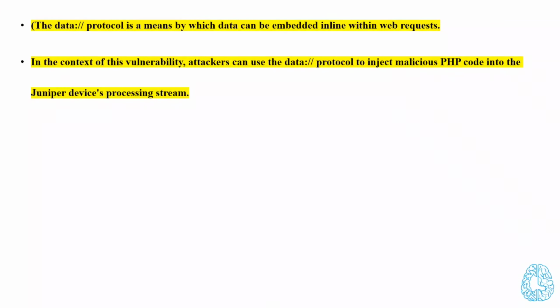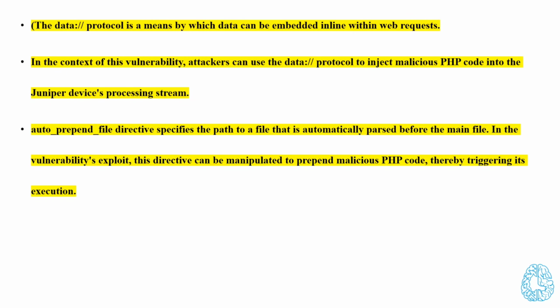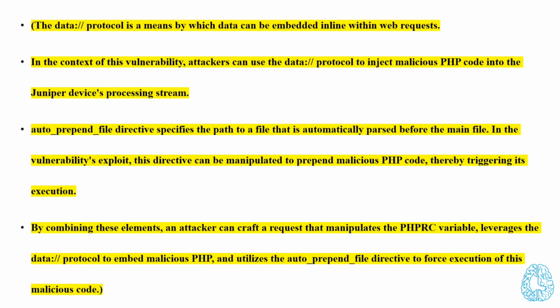In this specific vulnerability, attackers can exploit this feature to sneak harmful PHP code into the Juniper device operation. And auto_prepend_file is another tool used by the attacker. It defines which file the system should read first. Attackers can twist its function to force the system to run the harmful code right from the start. So when the attacker combines these tactics with the manipulation of the PHPRC environment variable, it becomes a potent strategy to embed and execute the malicious PHP code on the targeted device.